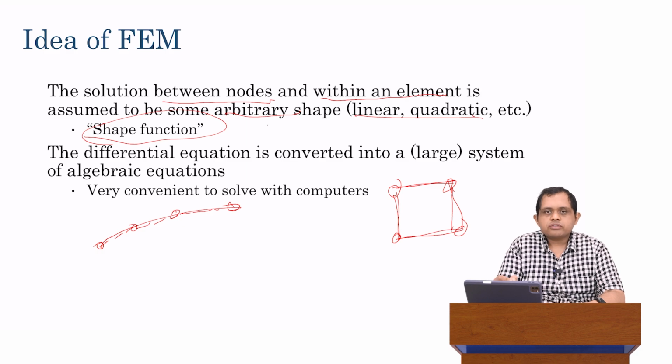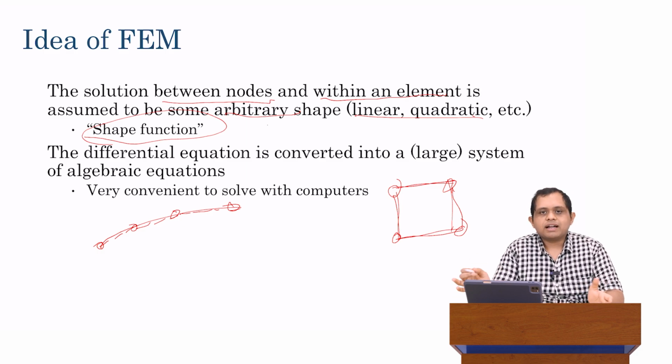So shape functions, and again, I encourage all of you to take a formal class in finite element methods. You'll learn these in much greater detail. But a shape function is basically that simple. It is what shape is the solution in between the nodes and within an element. And by shape, it could be linear, it could be quadratic. So what is the actual shape of the function?